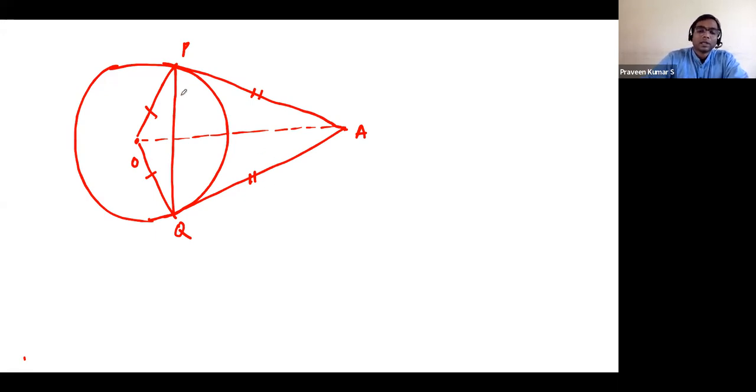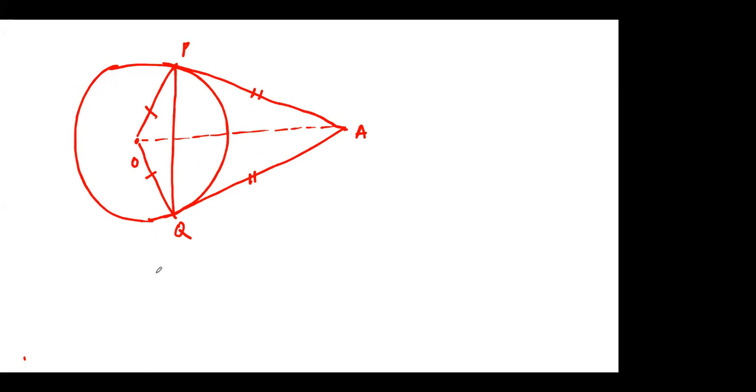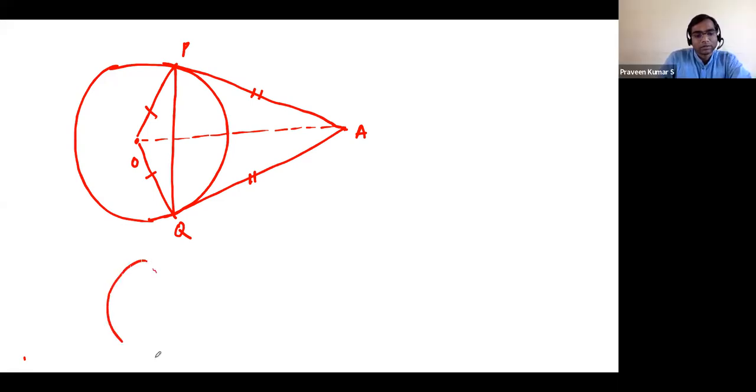Okay. If you have, let's say, another scenario where you have a circle like this, there is a secant here, and you draw a tangent from here.